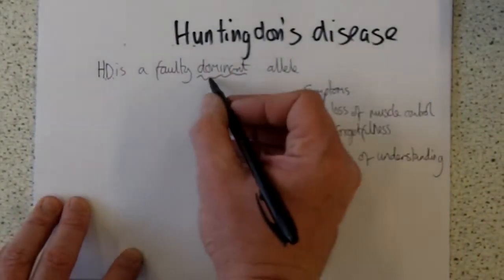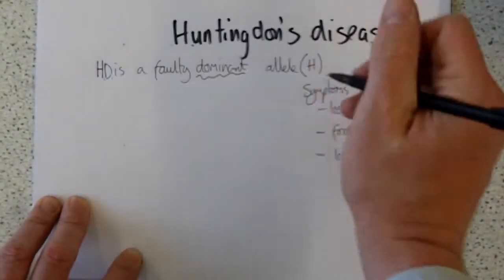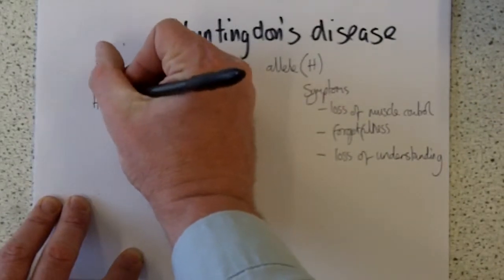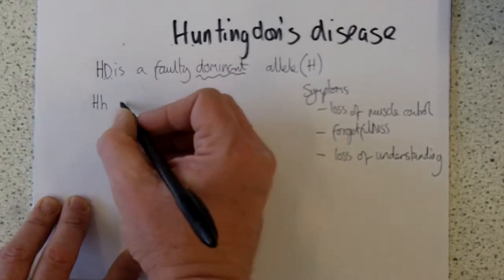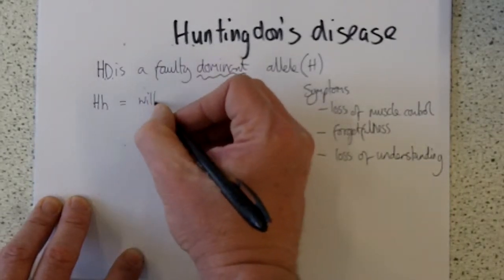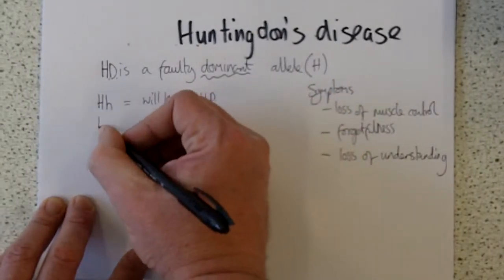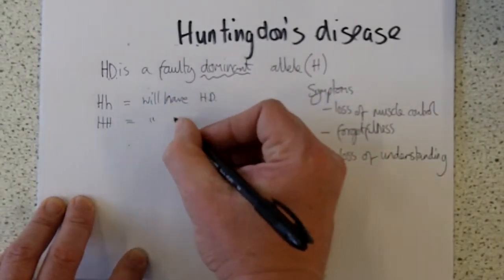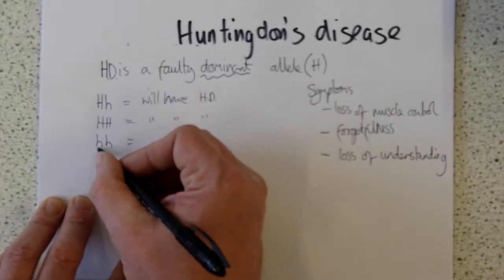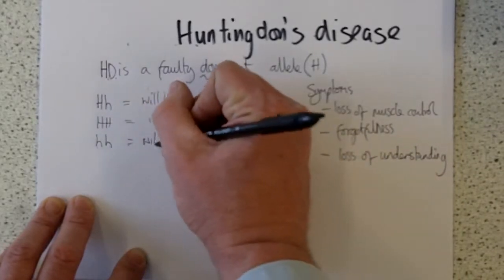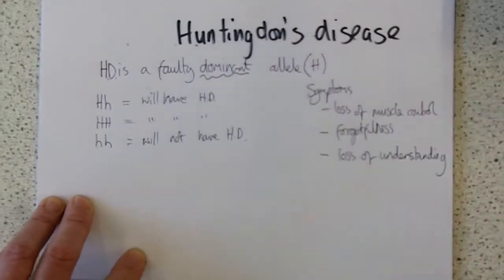So as we said, it's a dominant allele, so it's going to have a capital letter, and in this case, if you are heterozygous, so if you have the dominant and the recessive, then that means you will have Huntington's disease. If you have HH, then it's the same, you will have Huntington's disease. So the only time that you don't get it is if you have the two recessive alleles, which means you will not have Huntington's disorder.